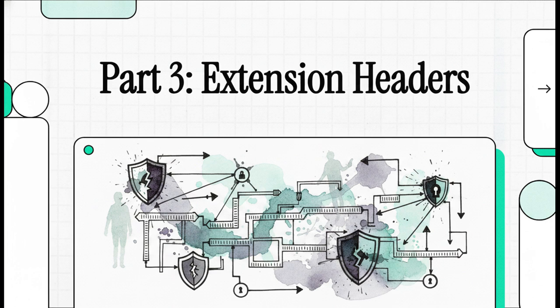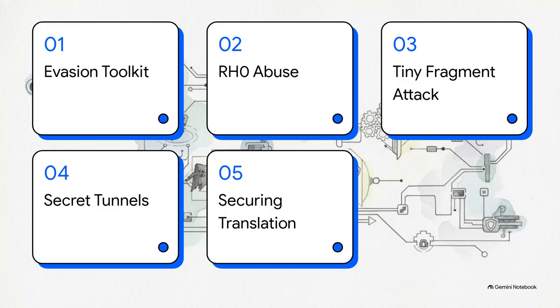Since you're likely a network engineer or a cyber pro, you already know the networking basics. So today, we're zeroing in exclusively on Chapter 3. We're going to look at exactly how attackers are weaponizing IPv6's unique architecture to completely bypass your traditional security controls. All right, let's take a really quick look at the agenda.